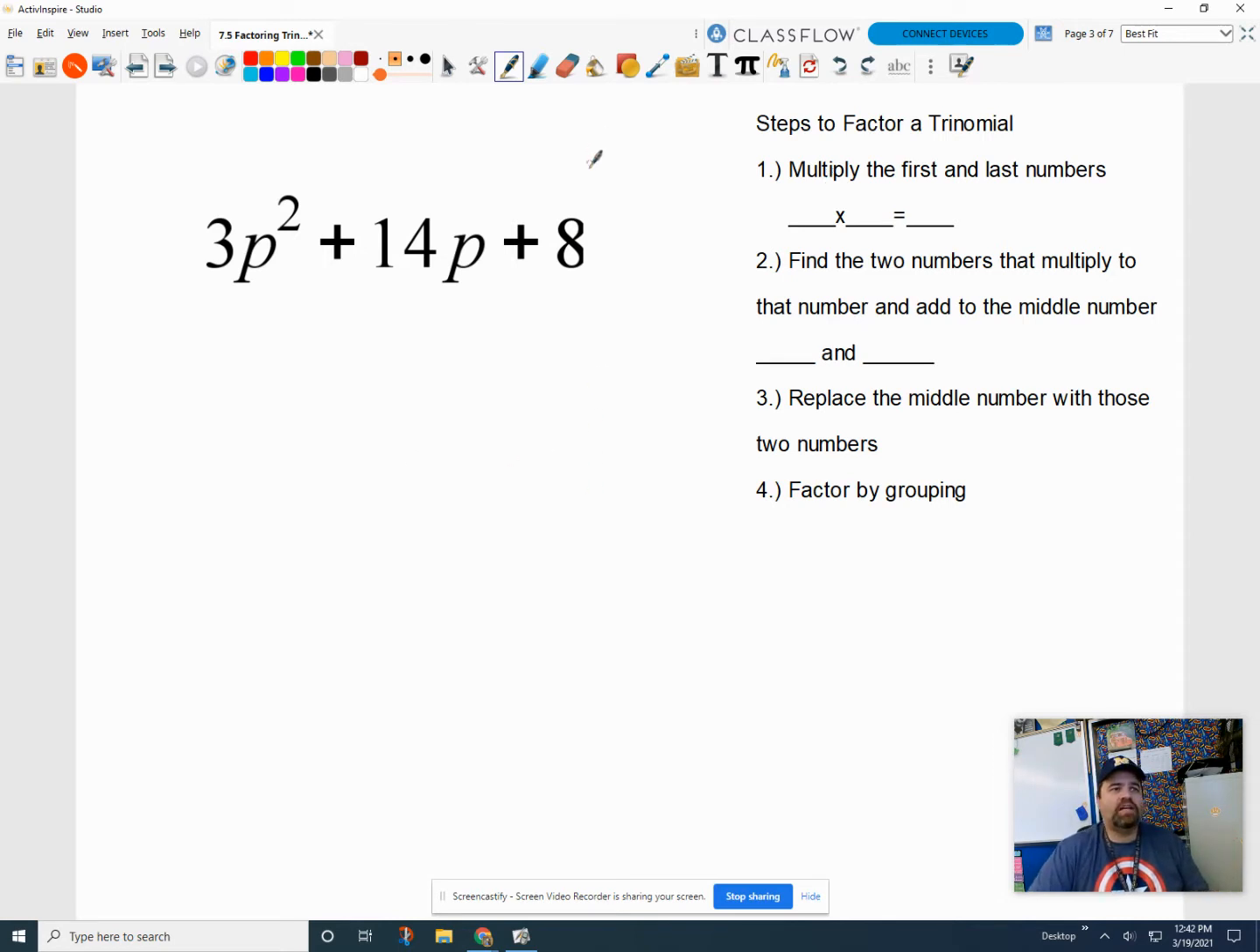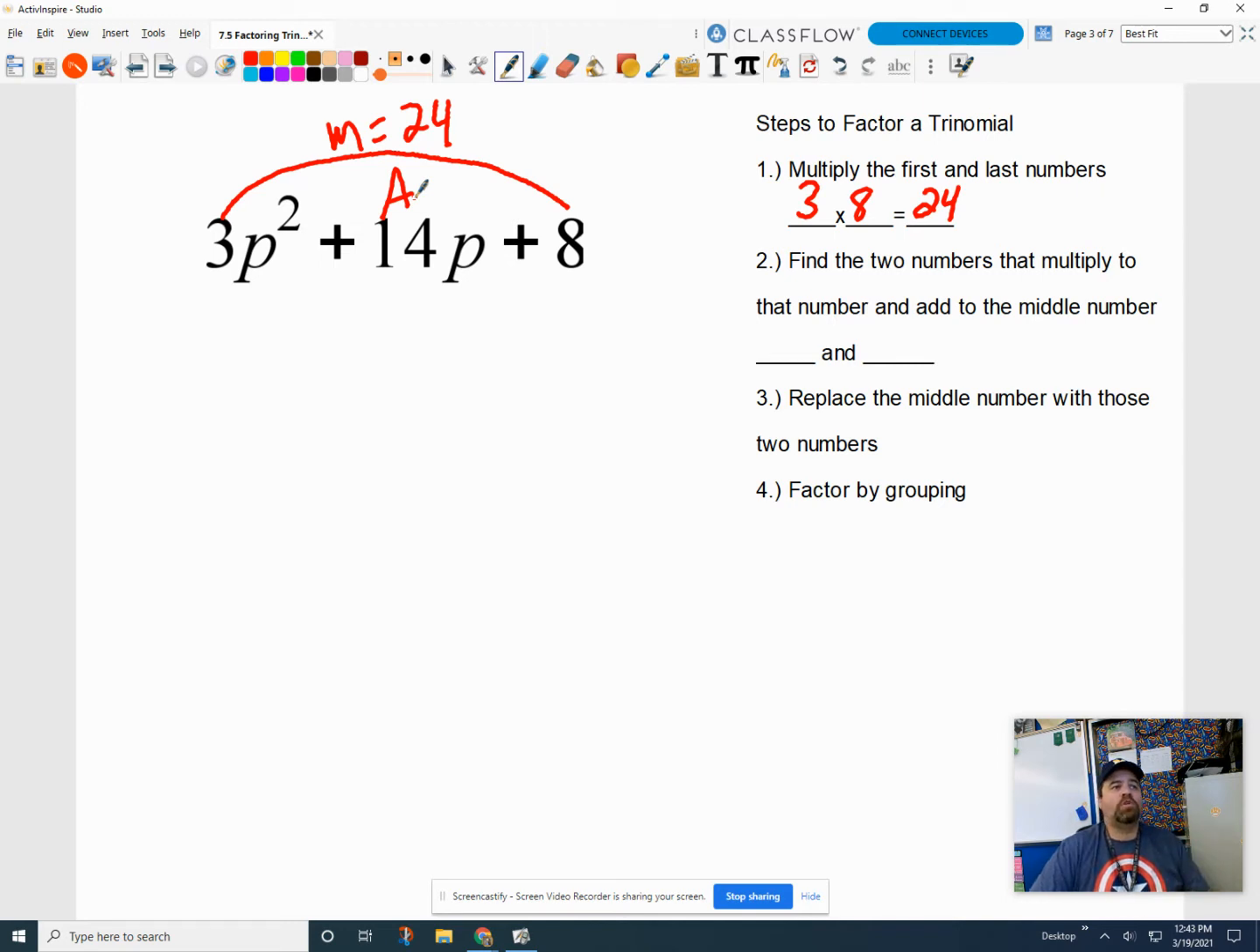So instead of trying to find numbers that multiply to 8 and add to 14, I'm going to multiply the first and last number here. So 3 times 8 is 24. So what I'm looking for are numbers that multiply to 24 but still add to 14. So that's what I mean, the thought process is going to carry over 100%. It's just that you've got to incorporate that first number.